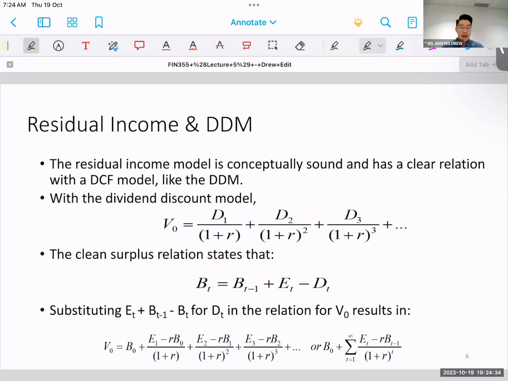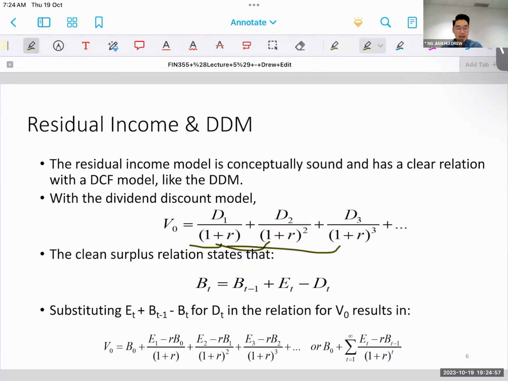How they actually relate. Let's take a simpler, specialized case of FCFE, which is the DDM. In the DDM model, we are just discounting all the dividends back to year 0 to find the value of the firm.